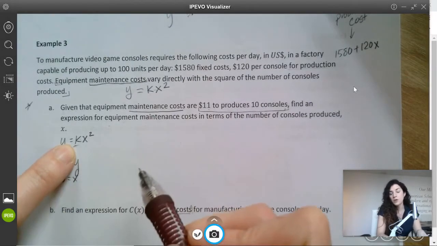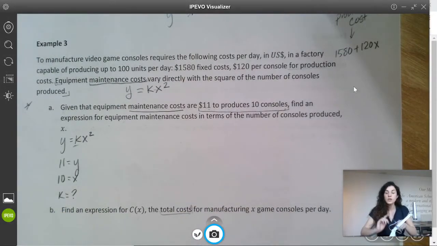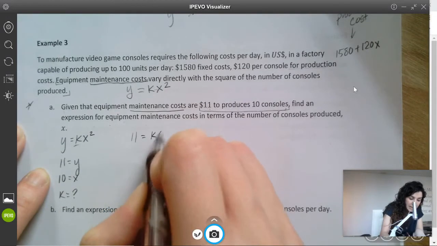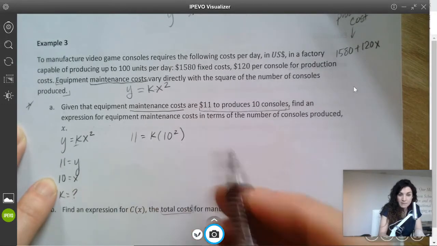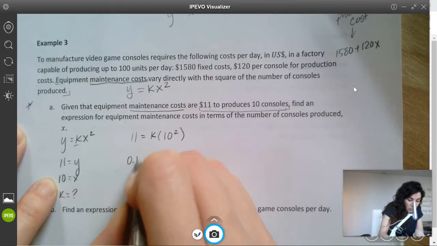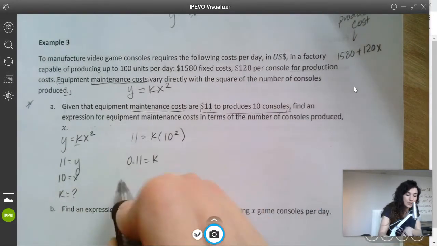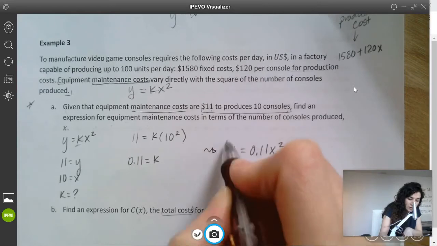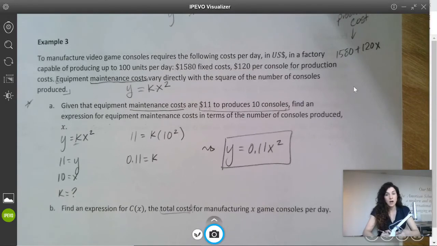And what we're really trying to solve for here is K, because remember that K is a constant. It needs to be a number in this expression in order for us to have an actual expression that represents this. So if we put these numbers in, 11 equals K times 10 squared, just plugging in 11 for Y, 10 for X, we end up dividing both sides by 100, which is 0.11 equals K. So we solved for K, and we can put that back into the equation: Y equals 0.11x squared.